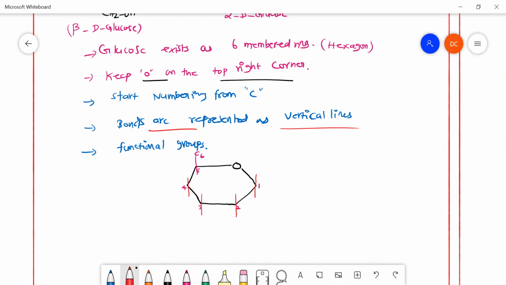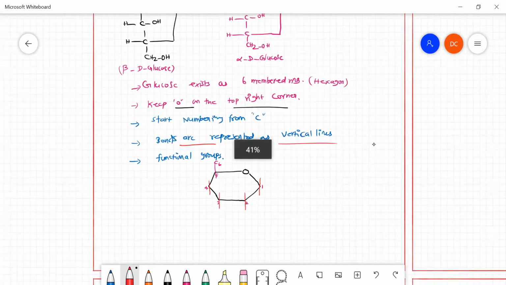Then you have to give the functional groups. So how to write this structure? Do you have any idea about that? In the glucose structure, whatever is on the left, we write on top, sir. Okay, we have to write that. Okay, fine.